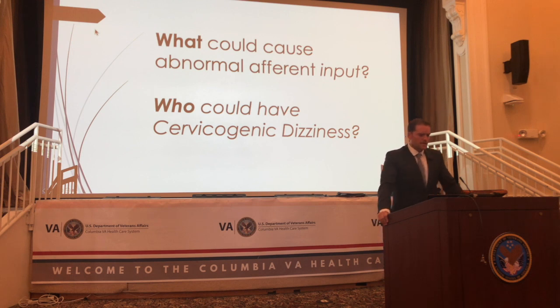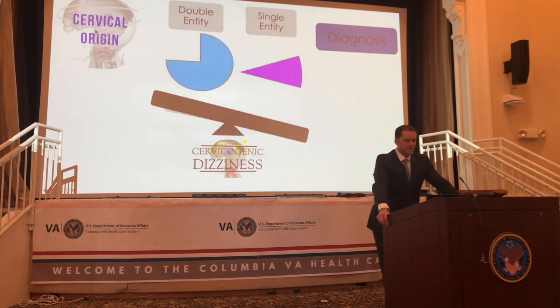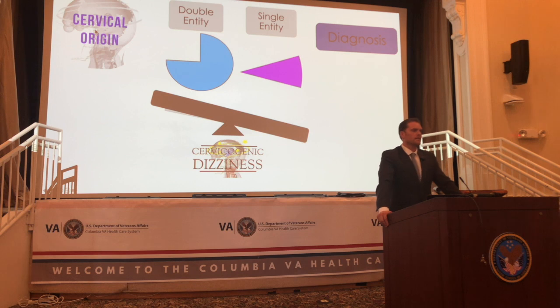So a lot of times we'll ask ourselves, what could cause this abnormal afferent input, and who could have the cervicogenic dizziness? The way we look at things is through something called a single entity and a double entity, just like we would with any other system in our body. Tiffany was talking today about hip osteoarthritis and how we might need to be looking at the low back, right? Or the knee and what we need to look at with the ankle, et cetera. We need to be able to do this for these multiple systems as well.